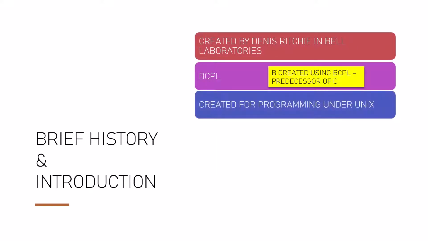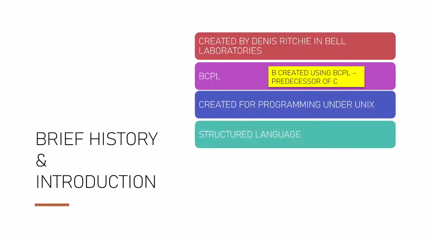Now, C was originally created for programming under Unix. A little bit about Unix here. Unix, as you may know, was originally written in assembly language, but was moved to C because C was found to be more compact in terms of requiring lesser number of lines of code. And C allowed for Unix to be portable, which means it could be used across different processors. C is a structured language, the main structural component being a function.